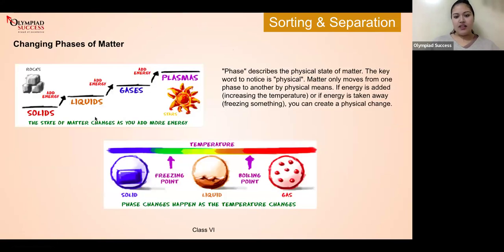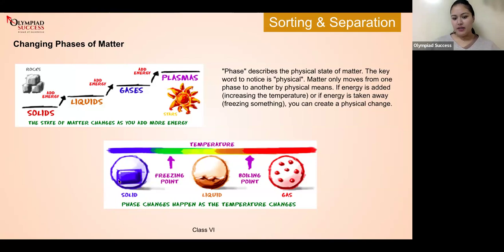So here you can see as solids gain energy, they convert to liquids. Liquids gain energy, they convert to gases. Gases gain energy, they convert to plasma. So when temperature increases, solid will convert to liquid, liquid will convert to gas. Vice versa, when temperature decreases, gas will convert to liquid, liquid will convert to solid.